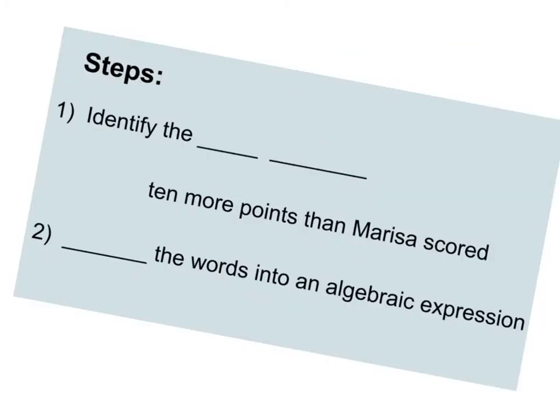The steps you need to take are: 1, identify the key words. So in this example, 10 more points than Marissa scored. 10 more than, and then Marissa scored. So 10 more points. We're talking about points in this case, so this might be the variable that I use because that's the unknown, the points that Marissa scored.